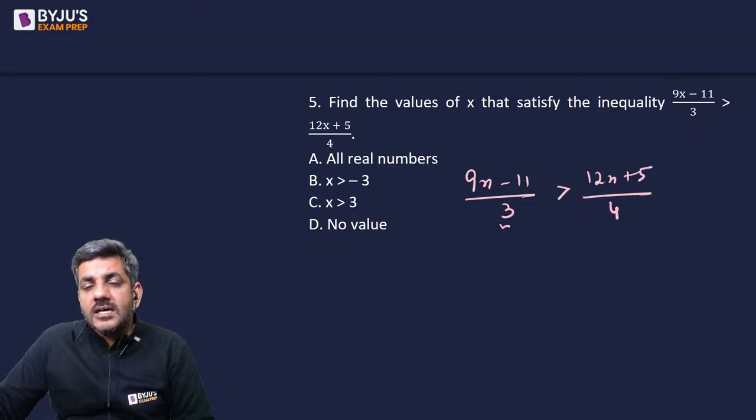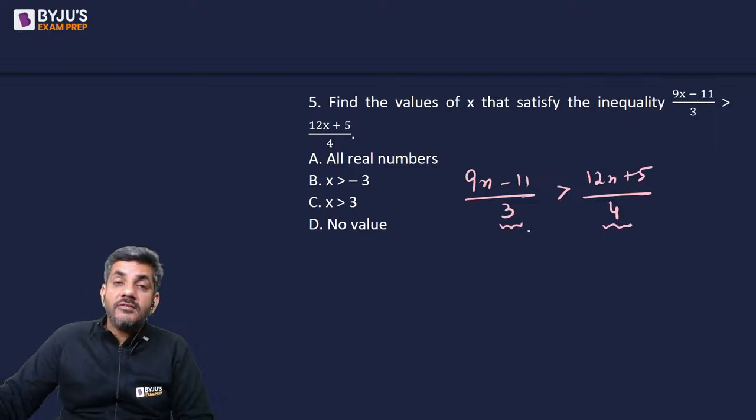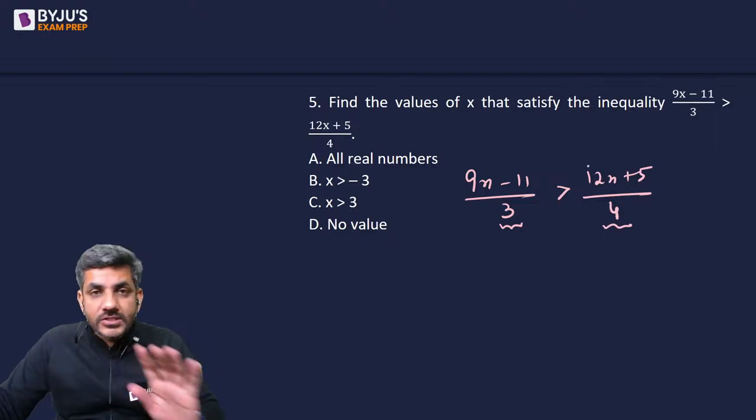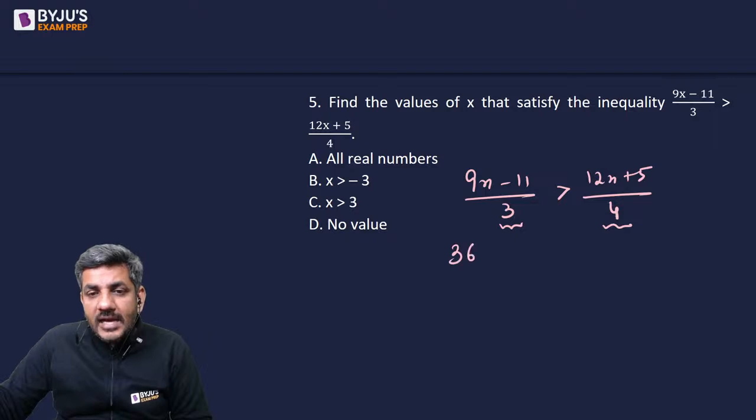The denominators are surely positive numbers. I can straight away cross multiply. It will not change the sign at all. So 4 9s are 36, minus 4 11s are 44.